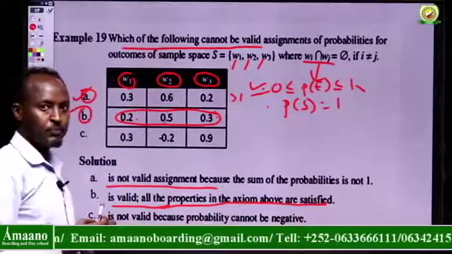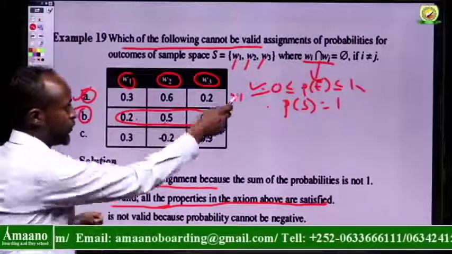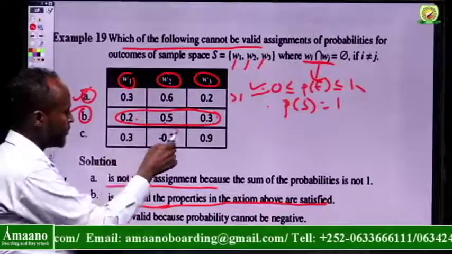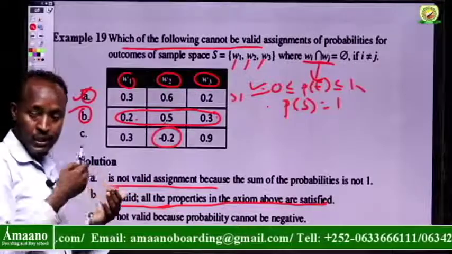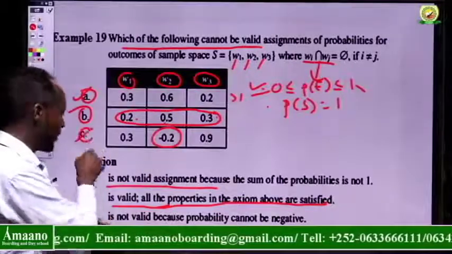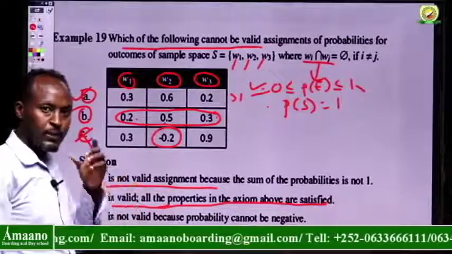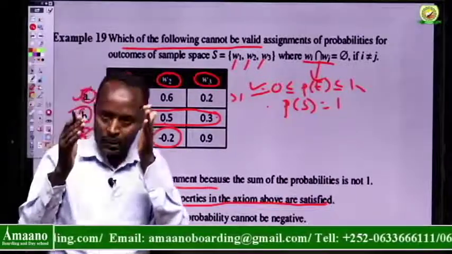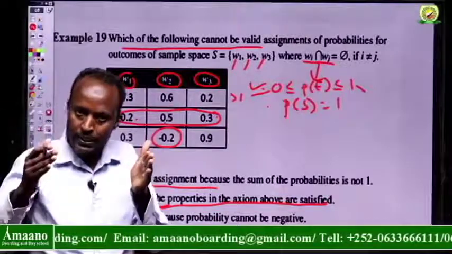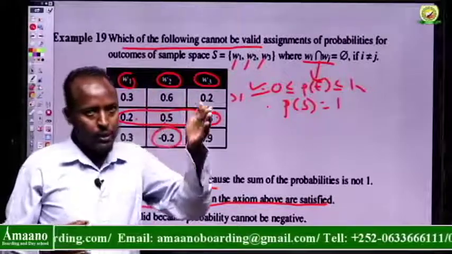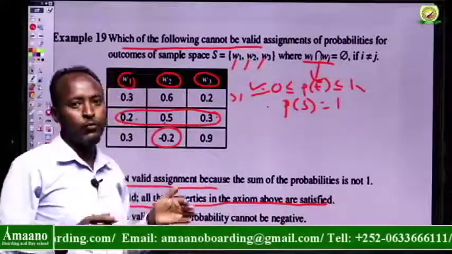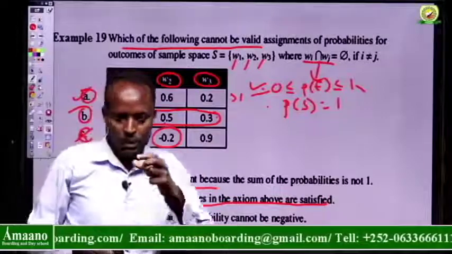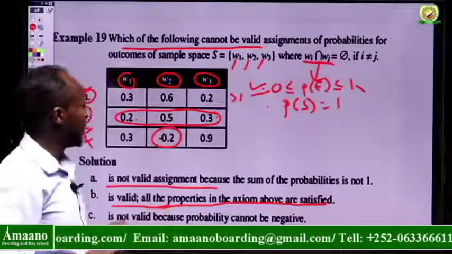Okay, number C. Let us check first whether the probability is between 0 and 1. Look here, it is 0.3, and this one is minus 0.2. As long as we have a negative probability, it doesn't work. Therefore, C is automatically not a valid assignment, because probabilities cannot be negative. The probability of any event cannot be less than 0, and it cannot be bigger than 1. Therefore the probability of any event is between 0 and 1. And if you add the probabilities over the sample space, it gives you 1.